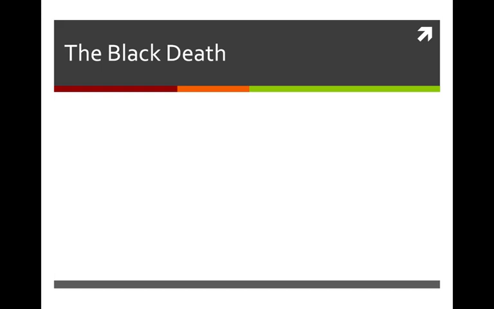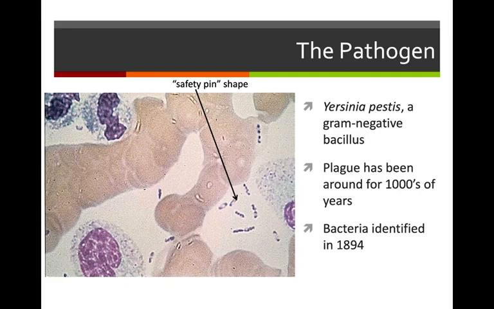In this section, I'm going to introduce you to the Black Death, or bubonic plague. The pathogen that causes the bubonic plague is Yersinia pestis. It's a bacterium. We call it a gram-negative bacterium because it has two membranes. And it has a bacillus shape, so it is rod-shaped. Plague has been around for thousands and thousands of years, but the bacteria that causes plague was not identified until 1894.